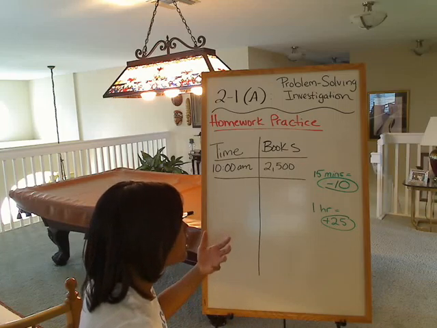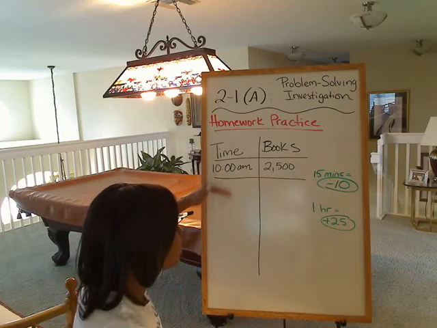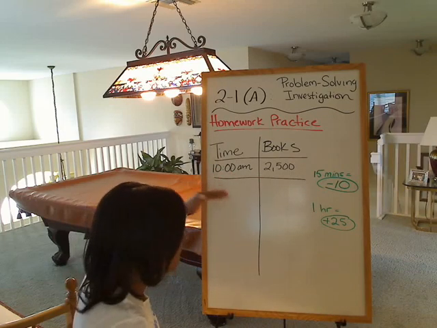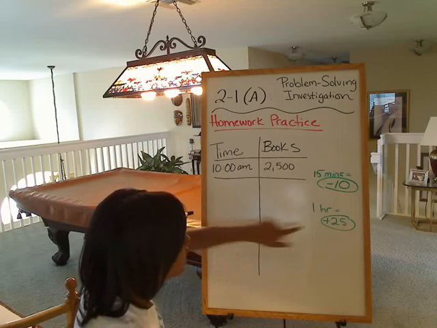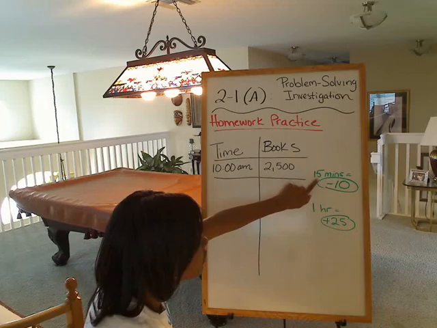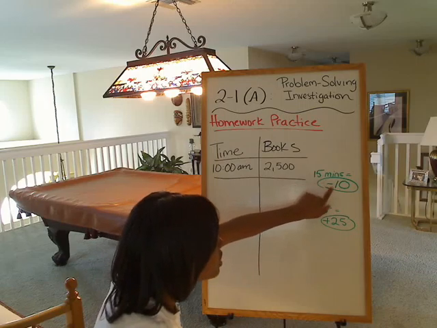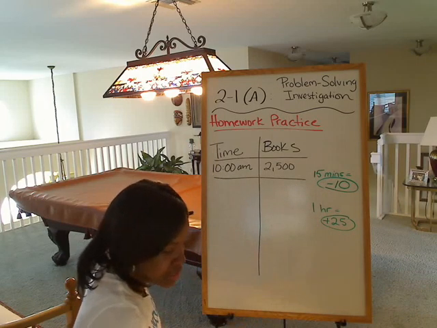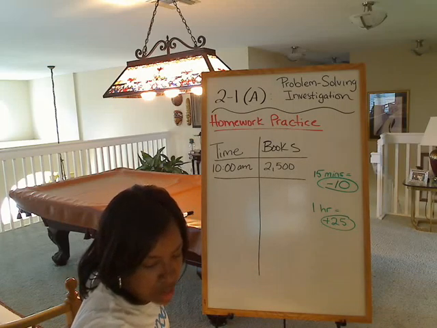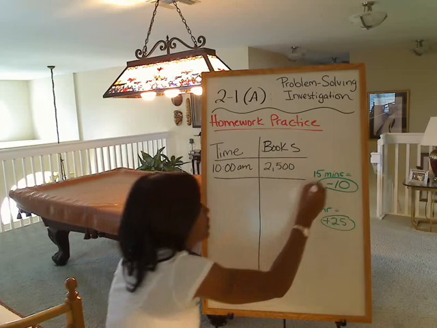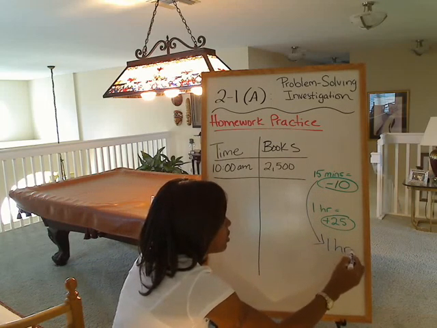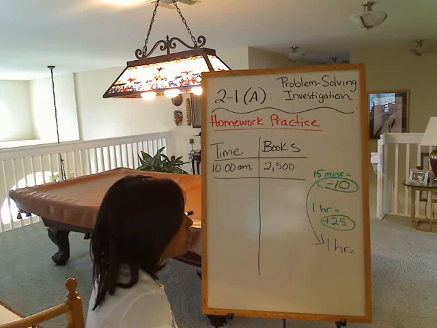The only problem with this is usually when we have time, we want to keep counting by the same thing. And in here, I think it's easiest to count by hours. And this is in hours, but this is in minutes. So let's figure out, if every 15 minutes they lose 10 books, how many books do they lose in 1 hour?